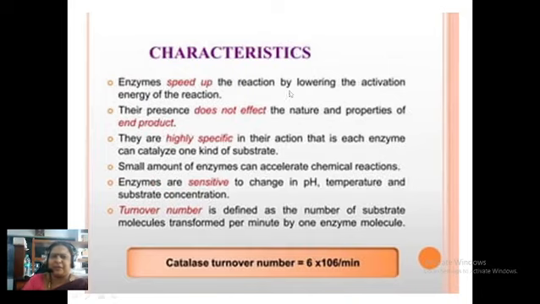So these are all the characteristics of an enzyme. Enzymes speed up the reaction by lowering the activation energy of the reaction. Their presence does not affect the nature and properties of the end product. They are highly specific in their action, that is, each enzyme can catalyze one kind of substrate. A small amount of enzyme can accelerate chemical reactions. Enzymes are sensitive to changes in pH, temperature, and substrate concentration. Turnover is defined as the number of substrate molecules transformed per minute by one enzyme molecule. Turnover for catalase is 6 into 10^6 per minute.